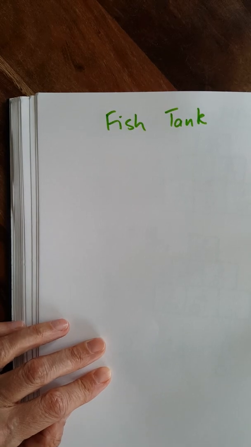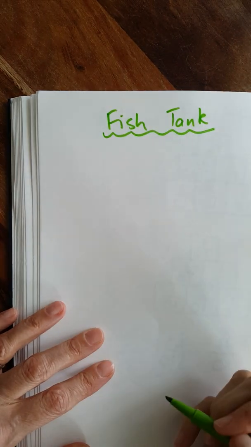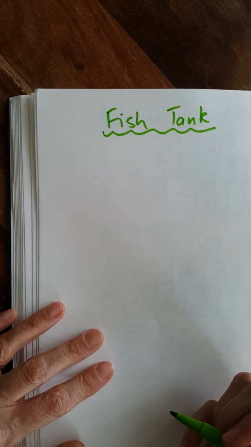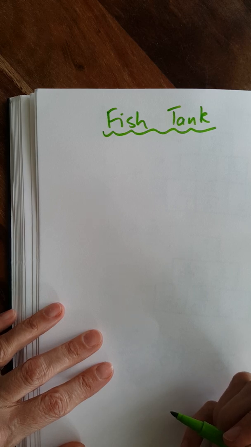Hello again, and today we're looking at Tuesday's maths. You will see a picture of a fish tank. Again, there are 3 sheets. It's up to you to choose which one you want to start on. You might do sheets 1 and 2, or you might do sheets 2 and 3.